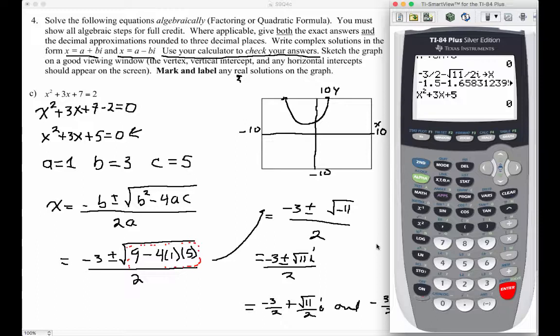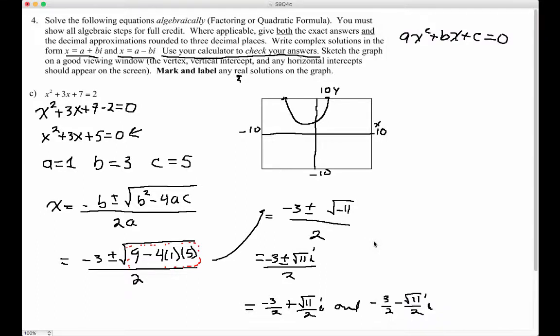So we have indeed found our complex conjugate pair. It's negative 3 halves plus 11 halves i, and negative 3 halves minus 11 halves i.